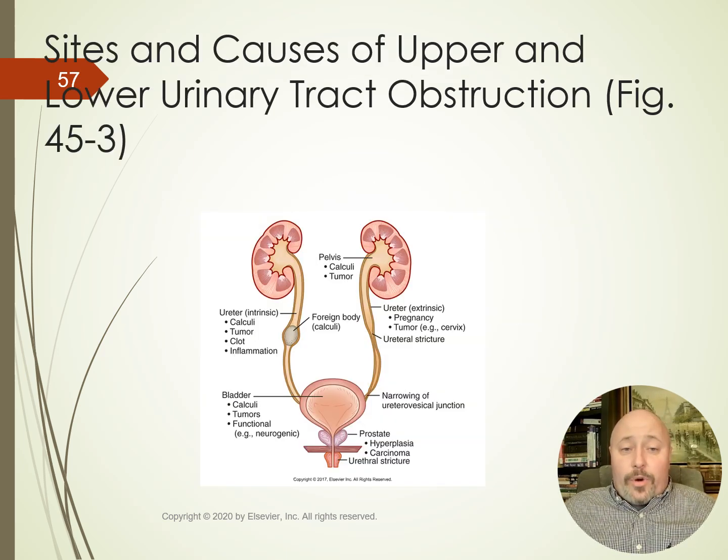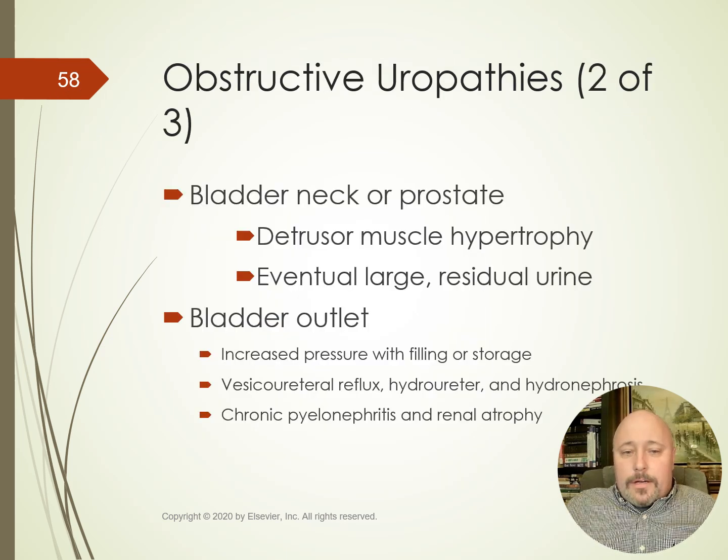Here on figure 45-3, we have a diagram showing the sites and causes of upper and lower urinary tract obstructions. Obstructive uropathies may occur at the bladder neck or prostate due to detrusor muscle hypertrophy and eventual large residual urine. It may also occur at the bladder outlet with increased pressure with filling or storage.